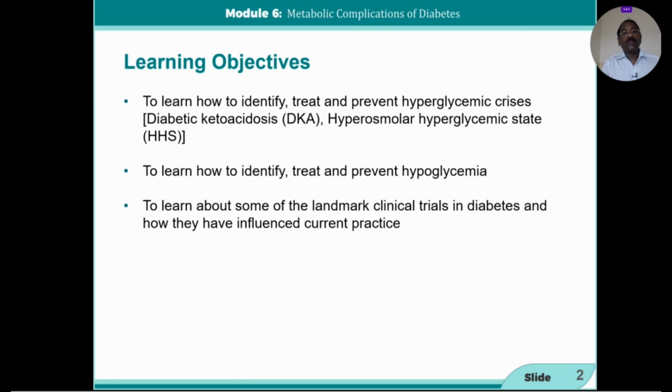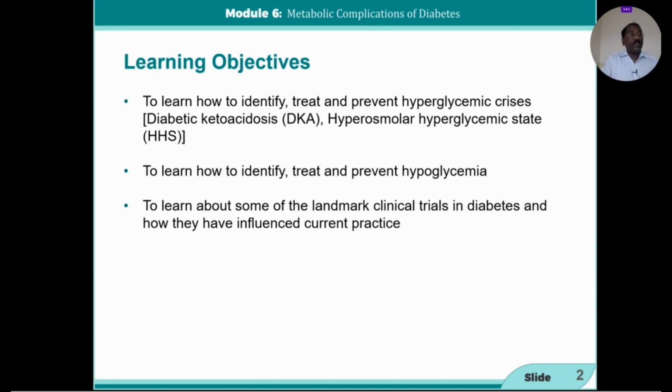Diabetic ketoacidosis, hyperosmolar hyperglycemic state, hypoglycemia. So these three are the acute metabolic complications of diabetes. To learn how to identify, treat, and prevent these crises. Diabetic ketoacidosis and HHS, these two are very, very common in our society, because of the increase in the number of diabetes cases and the uncontrolled nature of diabetic management.